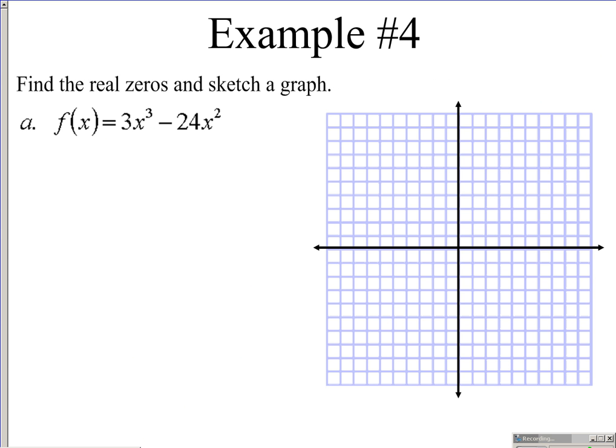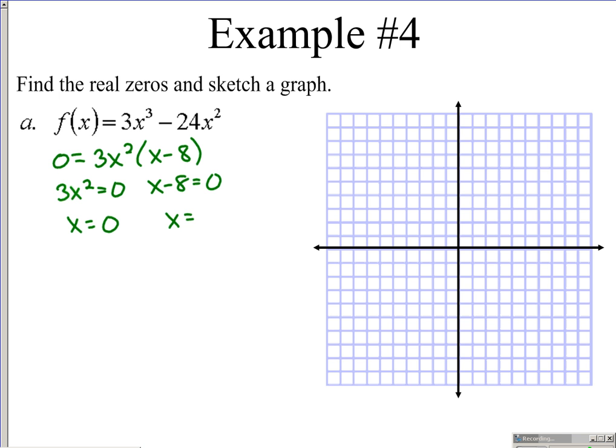Okay, the next ones are really a continuation of what we did in section 2.2a. Find all the zeros, sketch a graph. Put 0 in for y, take out the greatest common factor here. I can pull out a 3x squared. That leaves us with x minus 8. Set each of those factors equal to 0. 3x squared equals 0. x minus 8 equals 0. We get 0, and we get 8.